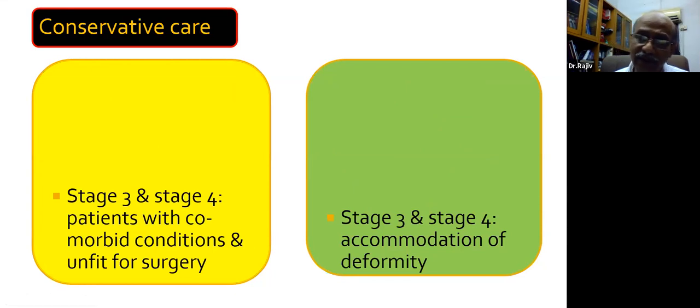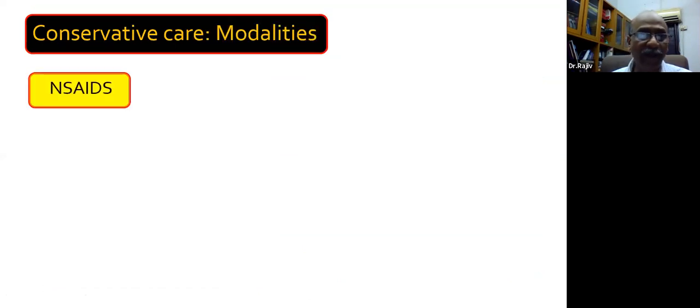Then and only then do you try conservative modalities, and these modalities are in the form of accommodation of the deformity. You need not correct this deformity. If you try to correct it with medial arch supports, orthotics and footwear modification, the patient would have increased pain, because a fixed deformity cannot be corrected by orthotics. You need to accommodate this deformity in your footwear. So what do you try in conservative care?